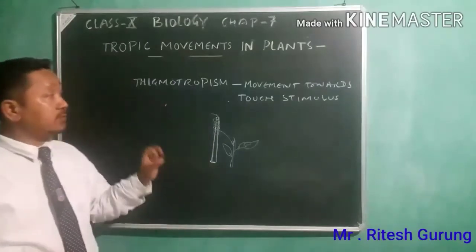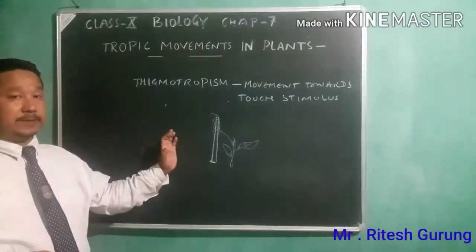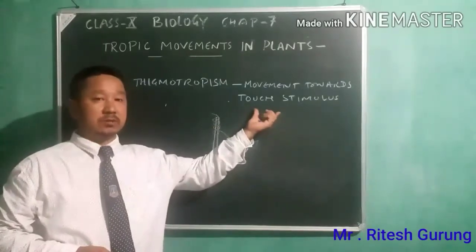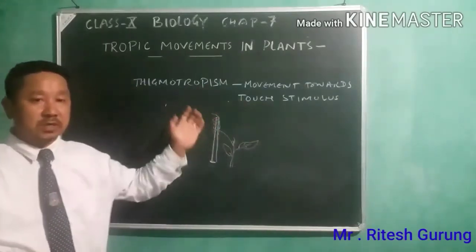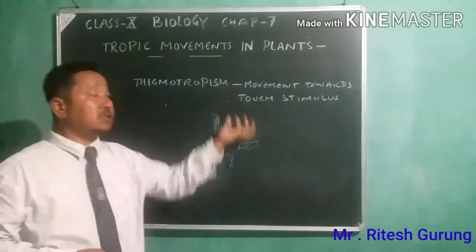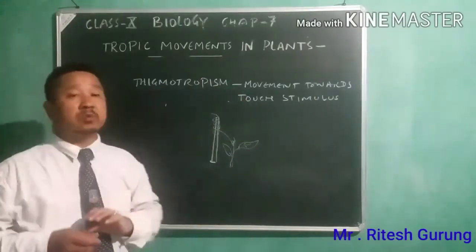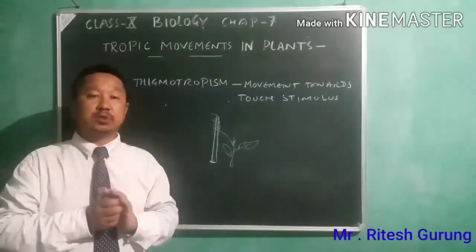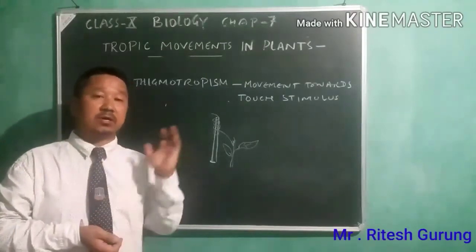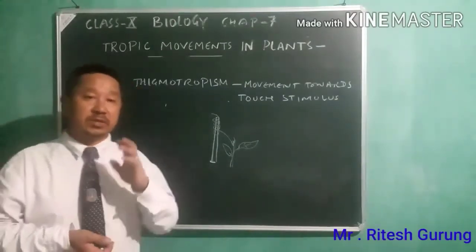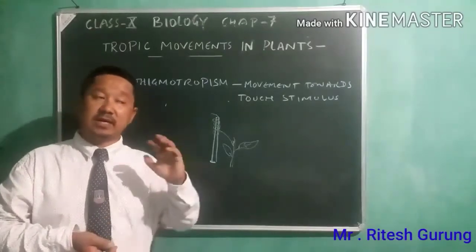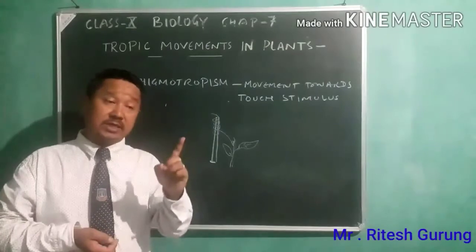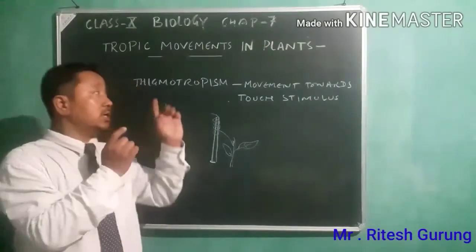So this kind of movement which you see, towards the touch stimulus or one-sided touch, is called thigmotropism, which is usually seen in those plants which have tendrils. There are not only sweet peas, cuscuta and vines, but many other plants which have tendrils. So the tendrils show the response like this.